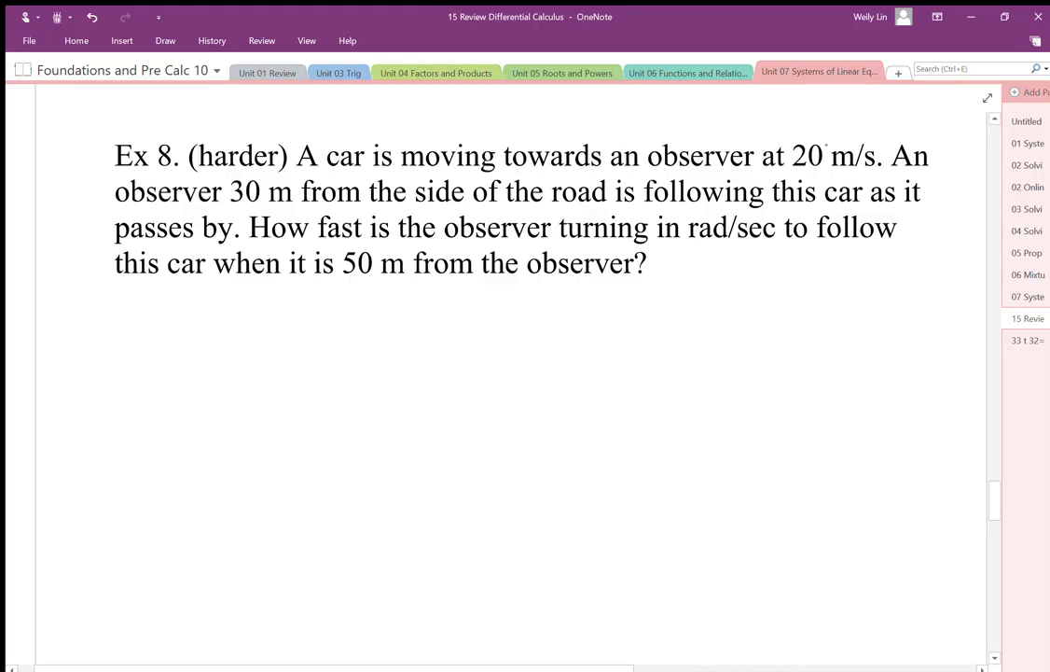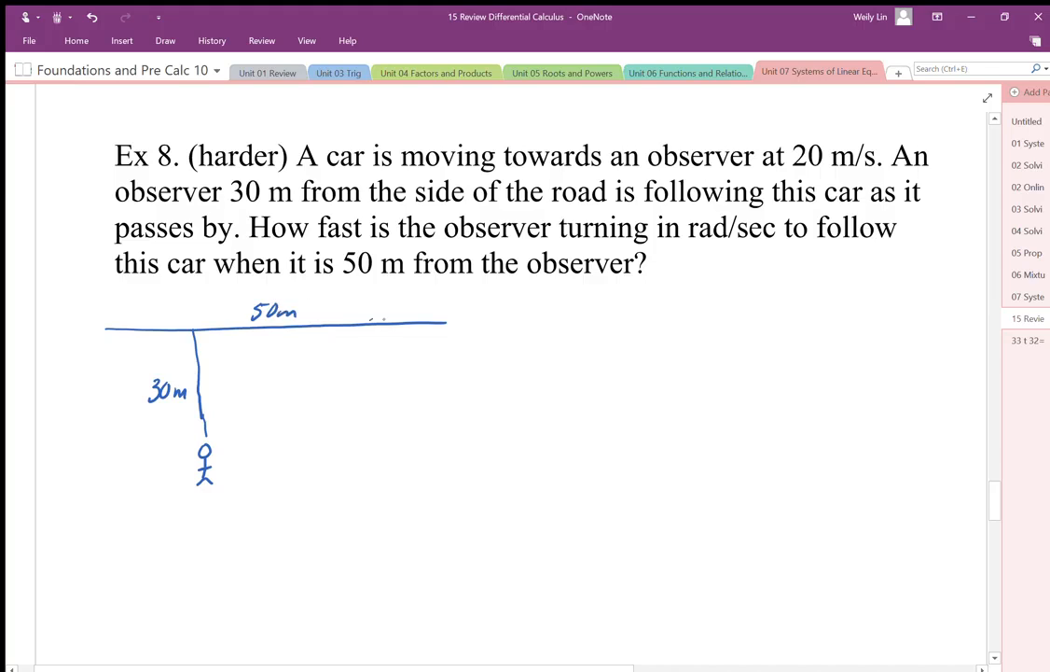A car is moving towards an observer at 20 meters per second, and the observer is 30 meters from the side of the road and following the car. So let's just draw a little picture here. We have the observer who is 30 meters from the side of the road. There's our observer. And there's a car 50 meters down the road.